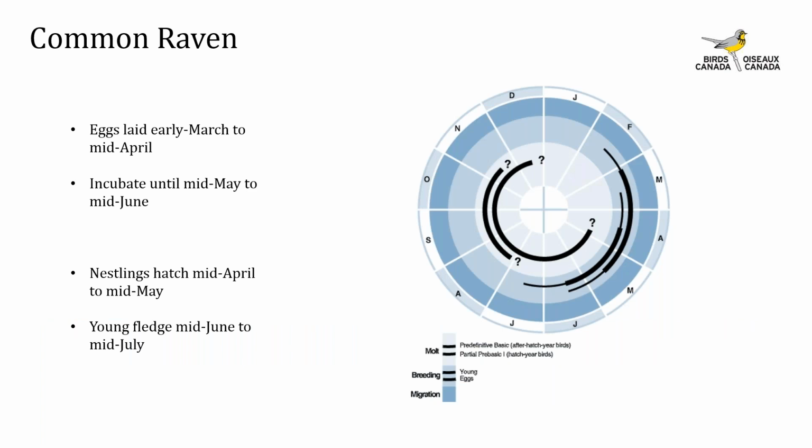All right, so we'll move on to the raven's breeding periods, habitat, and nest features. So the common raven is circumpolar, meaning they are distributed across the world in the northern hemisphere. So there is a lot of geographic and environmental variation in their breeding season, so I will do my best to provide information for Ontario. Most egg laying begins in early March to mid-April, and incubation is completed by mid-May to mid-June. The nestlings begin to hatch in mid-April to mid-May, and the young will have fledged from the nest from mid-June to mid-July.